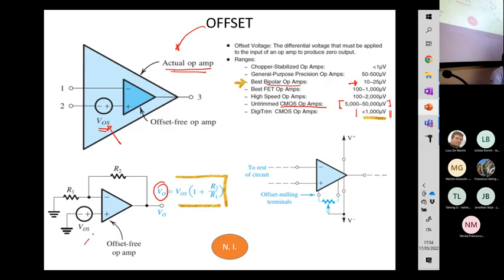So for example, here you see we have a non-inverting configuration in which the input voltage is null if we assume that the input is provided here. But actually, due to the presence of the offset, the output is not null. The output is the offset voltage times the gain of the non-inverting configuration.